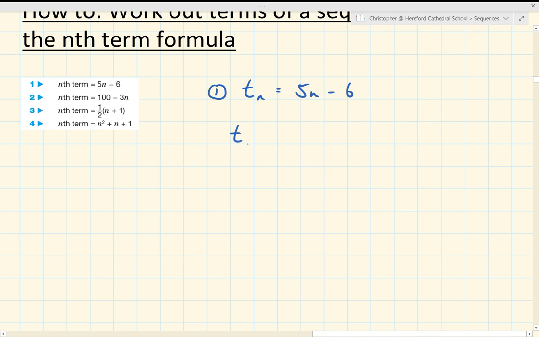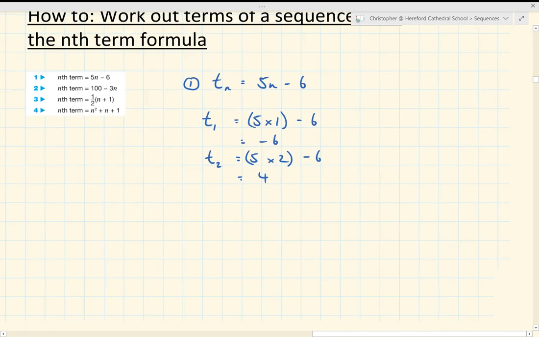If we wanted to work out the first term, for example, we wouldn't do 5 times n minus 6, we'd do 5 times 1 minus 6, because n is 1, because we're working out the first term. If we wanted to work out the second term, we'd do 5 times 2 minus 6, because n would be 2 this time, because we're working out the second term. So this sequence starts minus 1, and the second term is 4.